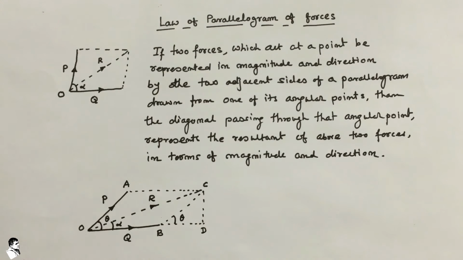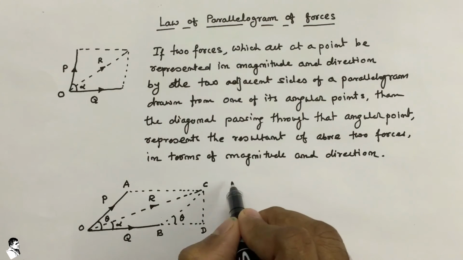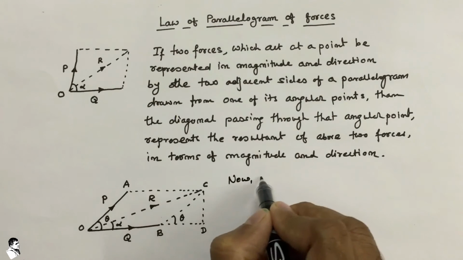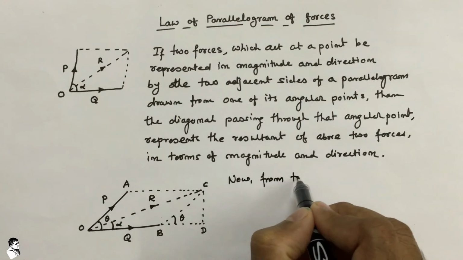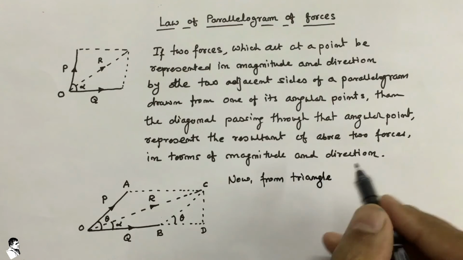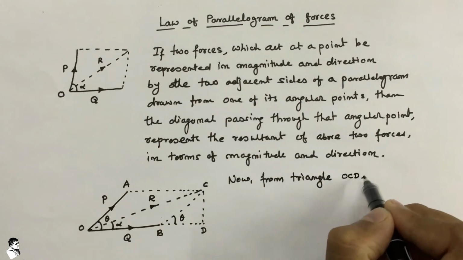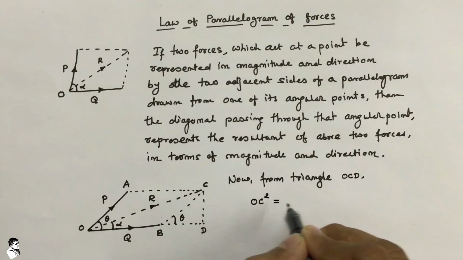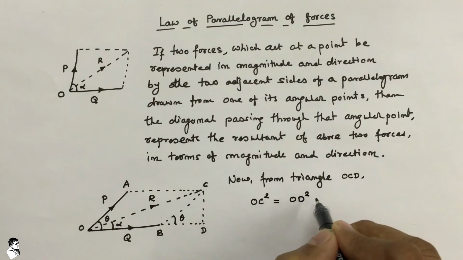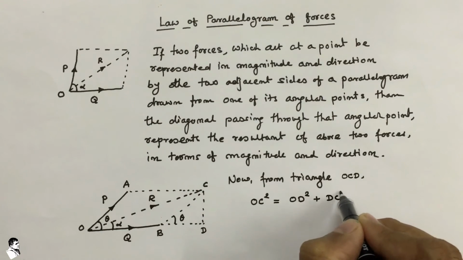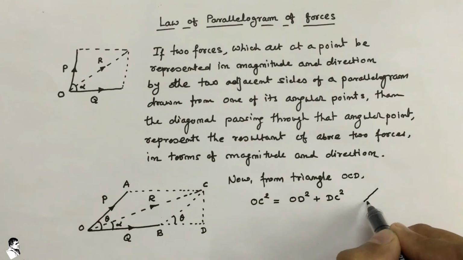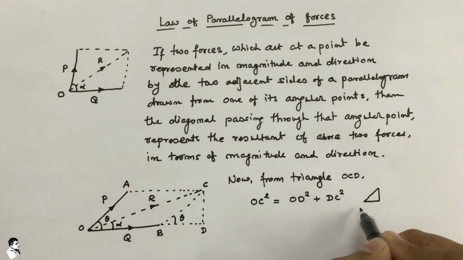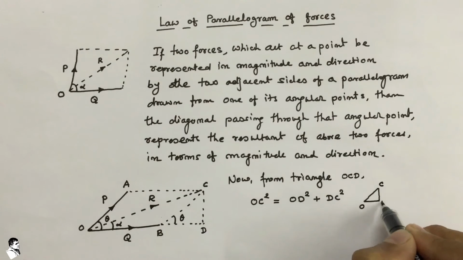Now from the triangle OCD, we can write OC square is equal to OD square plus DC square. This is the triangle we are going to take here, O, C and D. Here, somewhere, it is B.